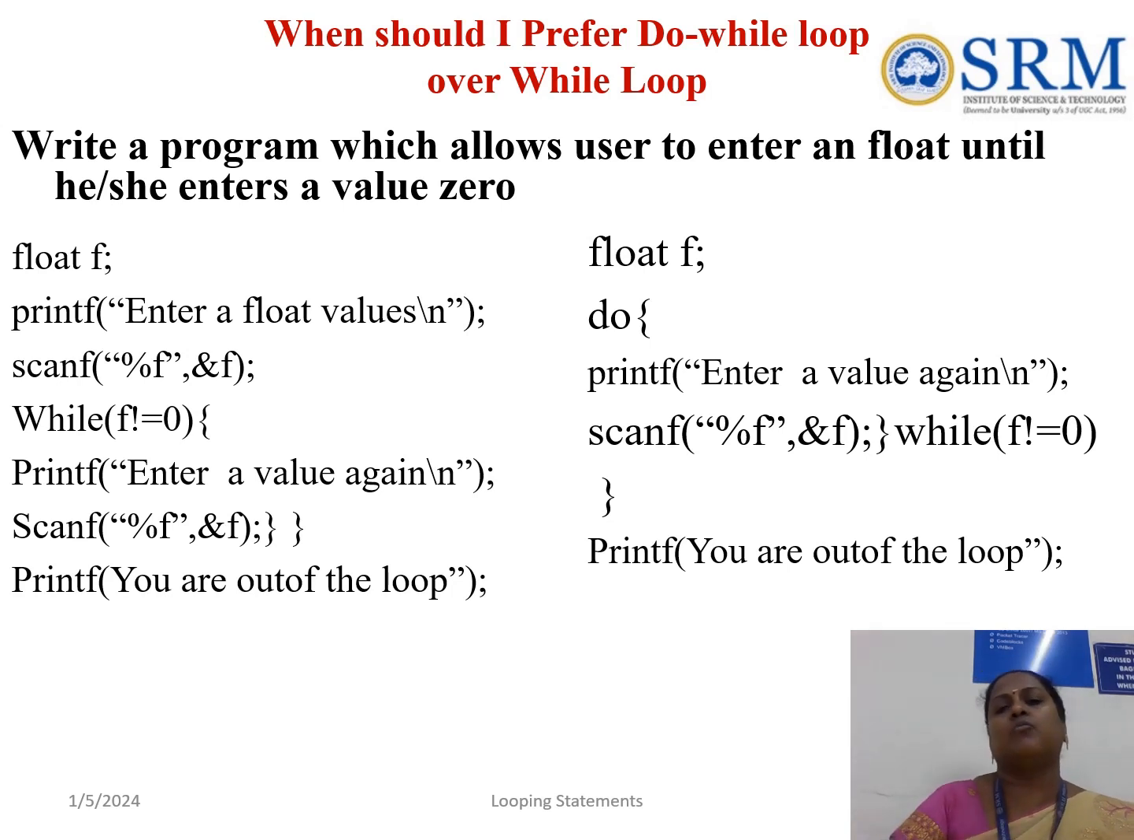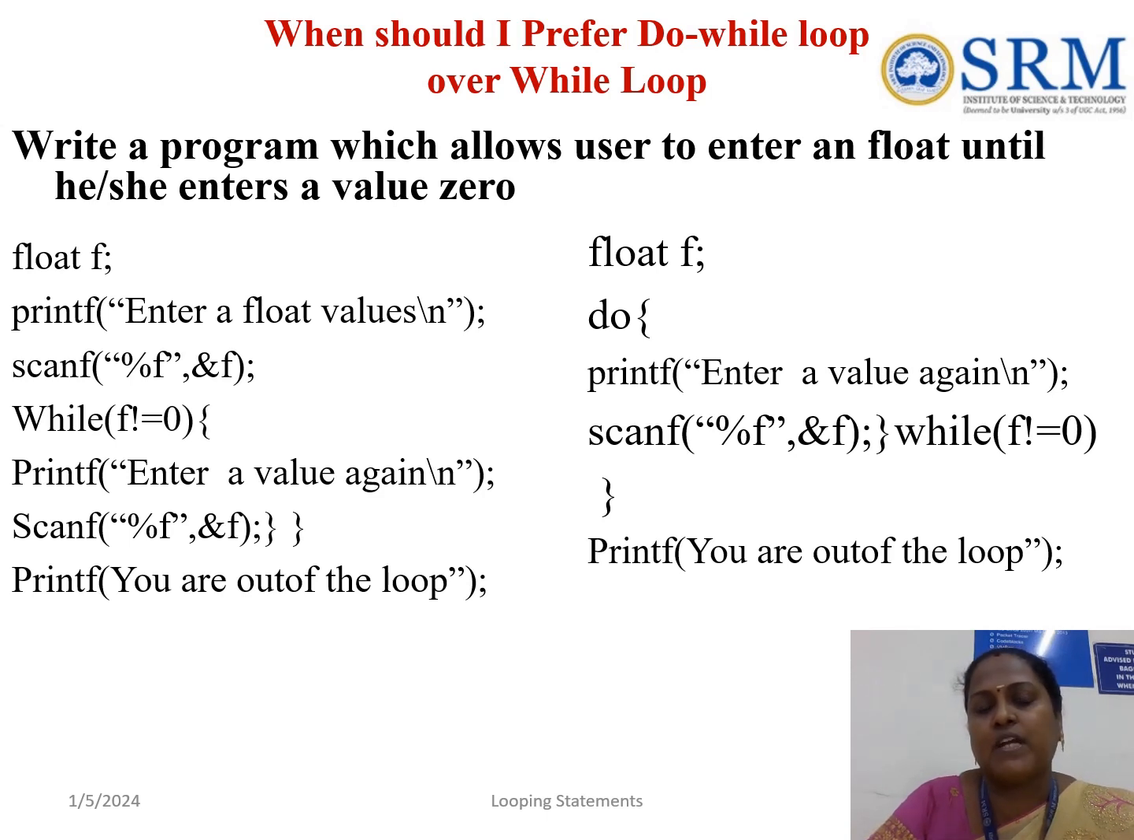When should we prefer while and do while? On the left hand side, certain code is written, where a float value is being read. According to the float value, I am reading the same float again and again. If it is not equal to 0, enter the value again. So here the checking while f not equal to 0 is unnecessary before the first read. This is not required, because we are entering a float value, so it should not be 0.